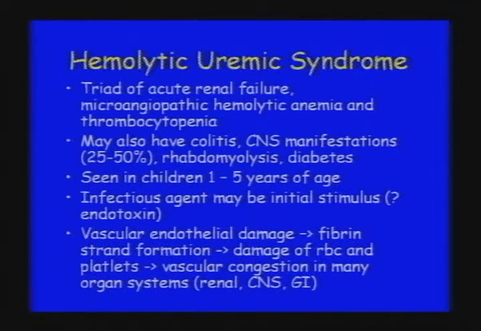An infectious agent may be the initial stimulus, such as an endotoxin. They don't know for sure, but that results in vascular endothelial damage that causes fibrin formation that damages the red cells, and then you get vascular congestion in the organ systems, and that's why you see the abnormalities that you do in the kidney, in the CNS, and the GI tract.